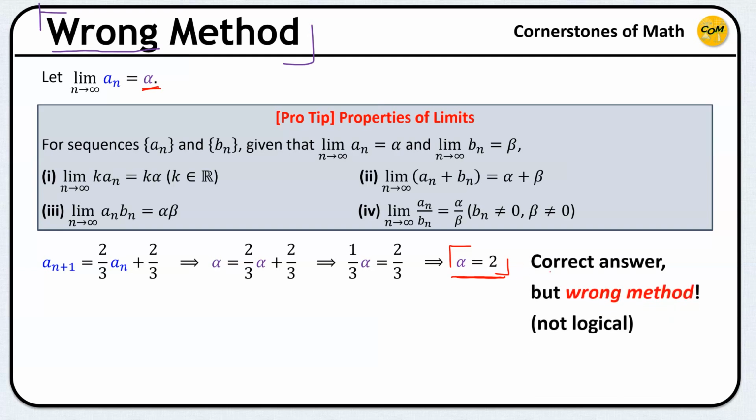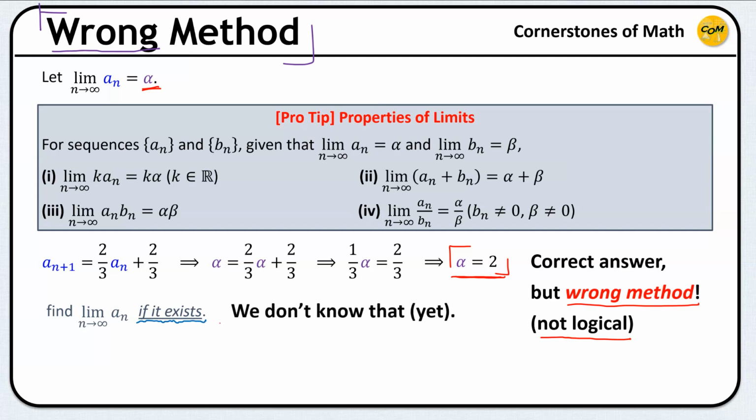Well, this is the correct answer, but it is obtained by the wrong method. That is, the process demonstrated here is not a logical process. So what was the problem? Well, we cannot use this method because the question originally given in the video was this: find the limit of a_n if it exists. But we don't know that such a limit exists yet. We don't know that the given sequence actually converges, for now.